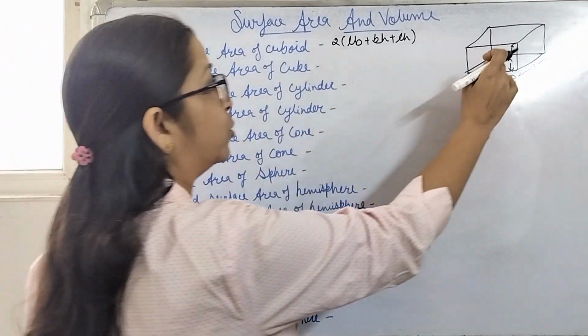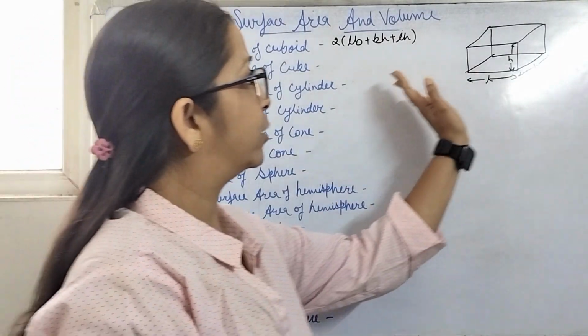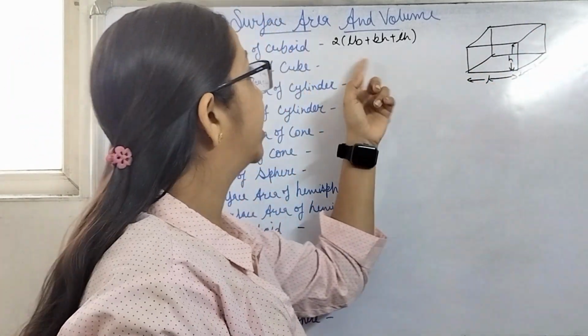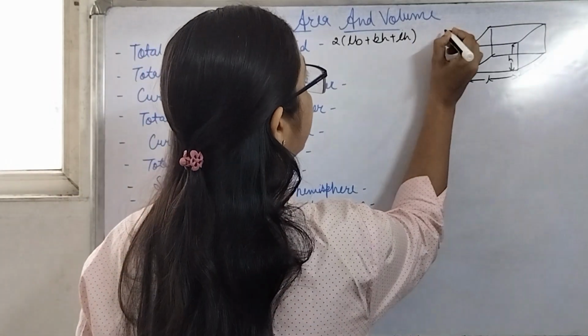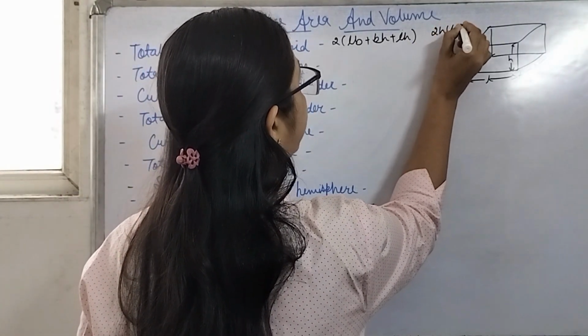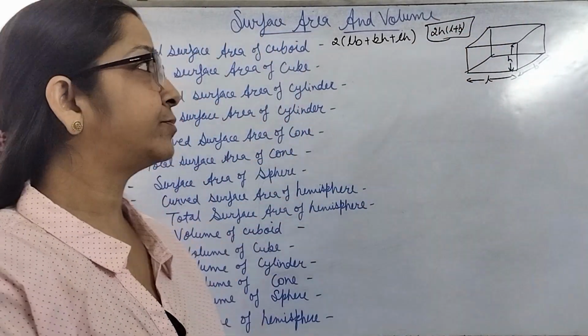If we ignore the lower and the upper faces and take only the four faces, then we get the lateral surface area, and the lateral surface area is given by 2H(L + B). This is the lateral surface area of the cuboid.